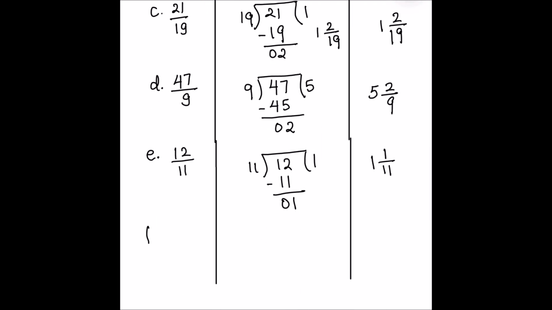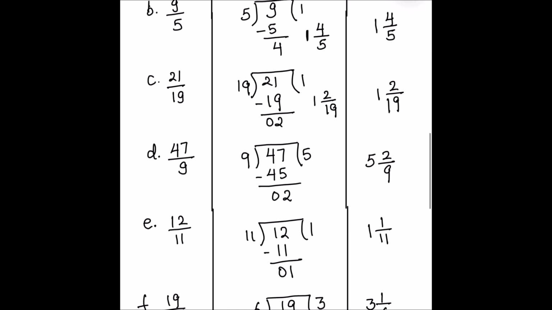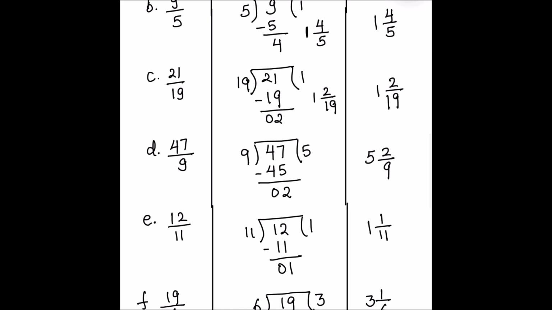Let's do the last part, which is 19 by 6. So dividing 19 by 6. 6 times 3 is 18. Subtract the two numbers, our remainder is 1. So our mixed number will be the quotient, which is 3, and 1/6. 3 1/6. That's our mixed number. So this is how you convert improper fractions to mixed fractions.